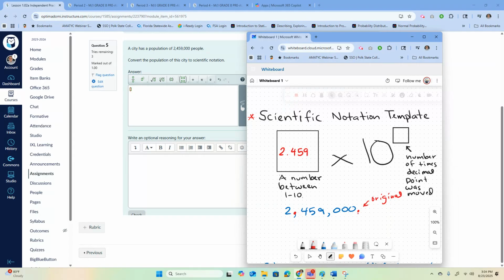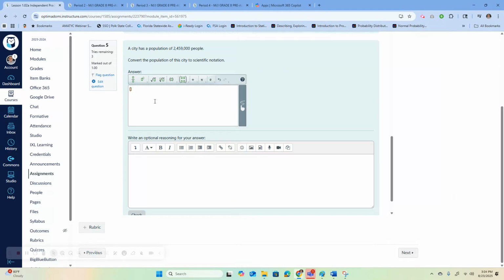Okay? And I just need to count how many times I move the decimal point from the original place to the new place. So 1, 2, 3, 4, 5, and 6. That will be how many times I move the decimal point from the original place to the new place. And that will be my answer. Let me write that down. 2.459 times 10 to the power of, I believe it was 6. I'm going to have to verify that. Okay, yeah, to the power of 6.